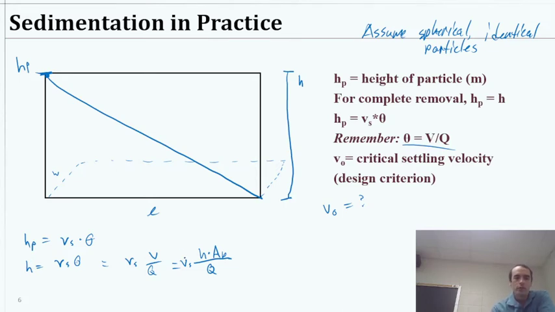So height is equal to the settling velocity times the volume over Q. Let's solve this for settling velocity. So we have a new equation for settling velocity here. That's going to be Vs is equal to essentially the height divided by the height divided by the area, times Q. So this is going to be equal to Q over AB.